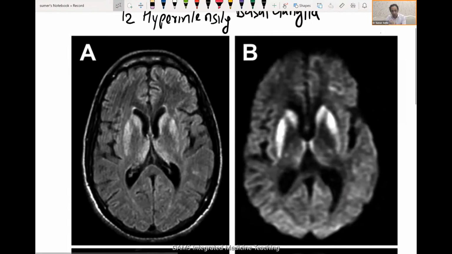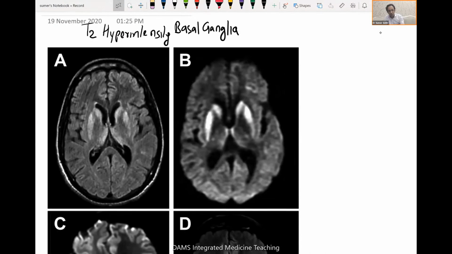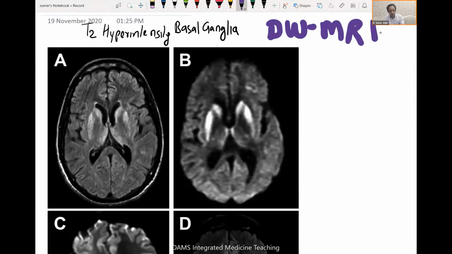But the second thing, and even more important, is that diffusion weighted MRI today is more sensitive to pick up the changes than a routine T2 or FLAIR MR. So in your exam as an undergrad or a resident, they will always give you diffusion weighted MRI.